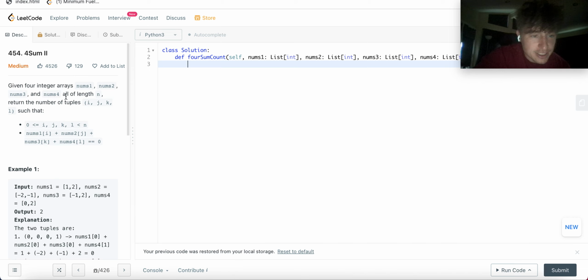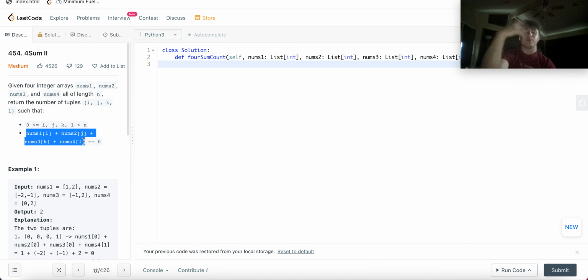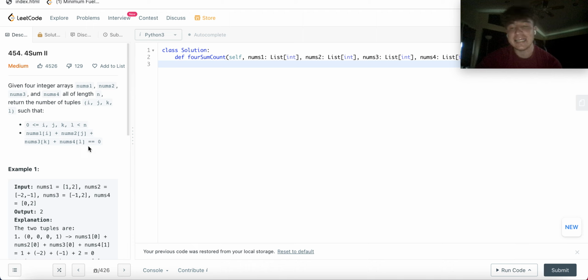We're given 4 integer arrays, nums1, nums2, nums3, nums4, all of the same length n. So there are 4 arrays, and they all have the same length. Return the number of tuples i, j, k, l such that they're within the range of the array, between 0 and n, and nums1 of i plus nums2 of j plus nums3 of k plus nums4 of l equals 0.